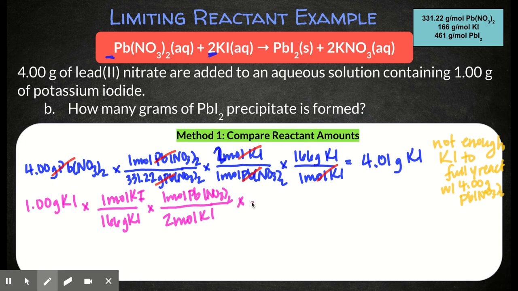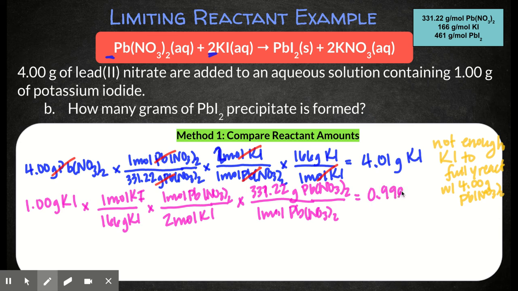And so my last step is to figure out, well, how many grams is that? So I'm going to have 1 mole of PbNO3 on the bottom and 331.22 grams of PbNO3 on top. And so if I go through and calculate this one, what I'm going to get is 0.998 grams of PbNO3.